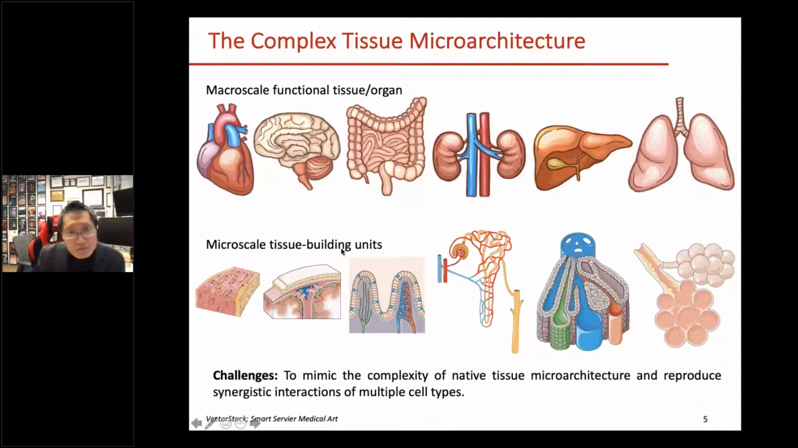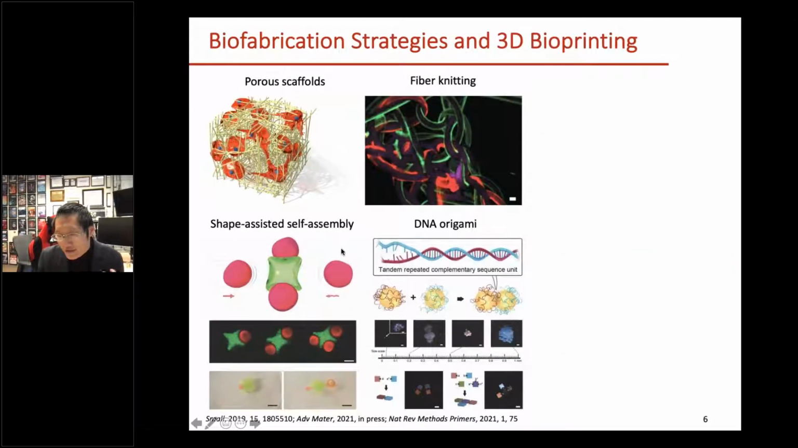We know that there have been many different biofabrication methods in the past decades trying to engineer tissues for various applications. For example, the use of porous scaffolds, where for tissue engineering or tissue model engineering, you can knit fibers together into three dimensions for that purpose. You can also use self-assembly methods to allow that to happen.